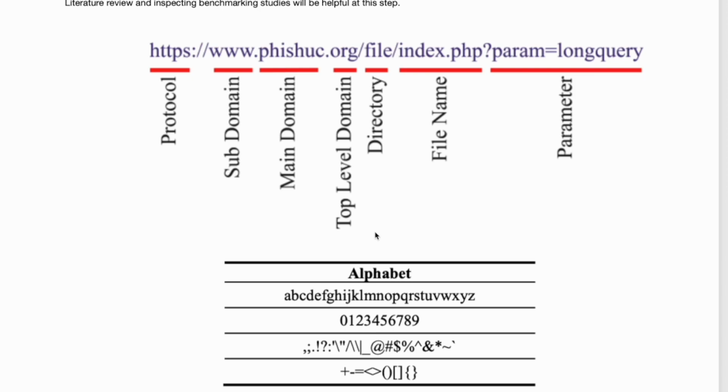Or you can create a categorical feature like top level type, and you can just extract the top level domain. It can be org, com, other types. So these will be categorical data. These are just simple examples.